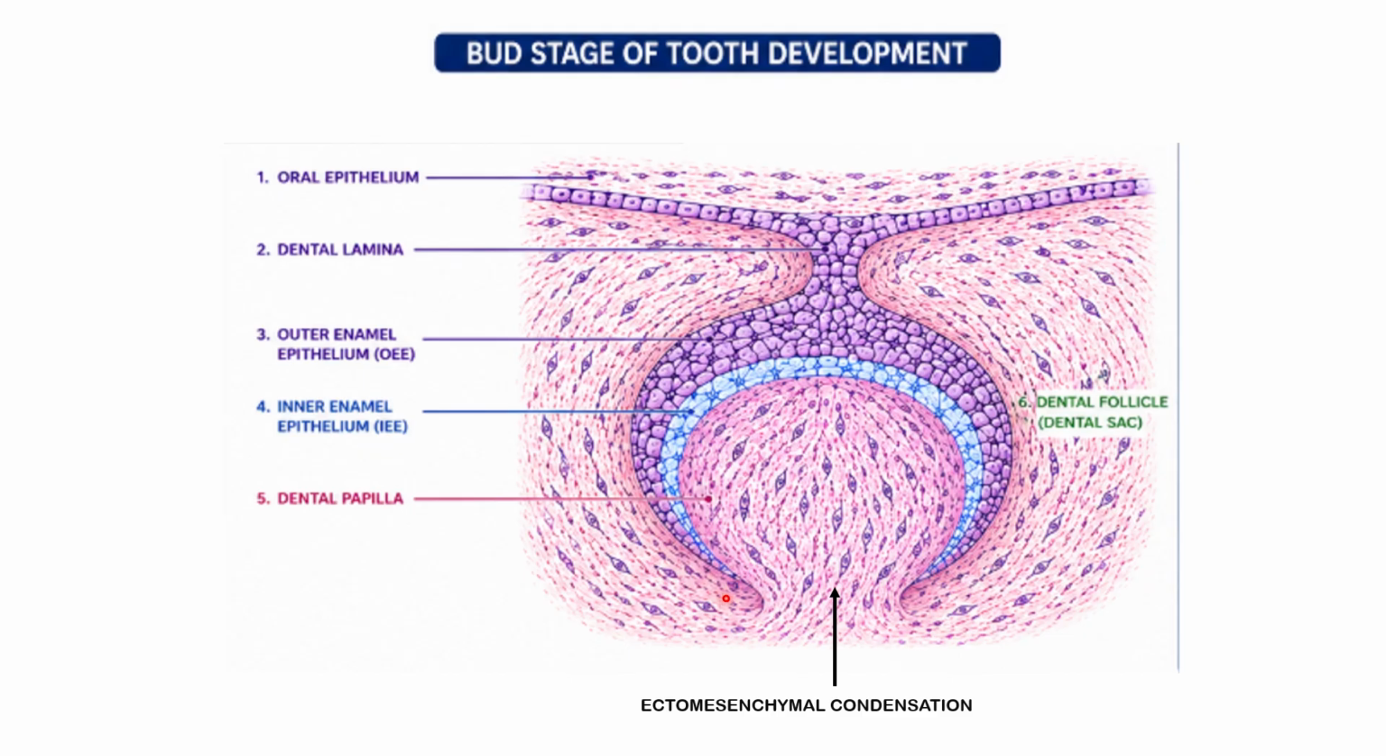Around the 8th week of intrauterine life, the cells are relatively undifferentiated. Histodifferentiation and morphodifferentiation have not yet occurred, and we can see that there is ectomesenchymal condensation which begins around the bud, and this bud remains attached to the oral epithelium via the dental lamina. The bud stage of development precedes the cap stage.